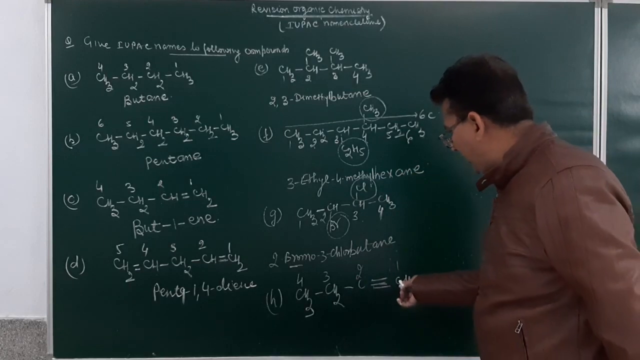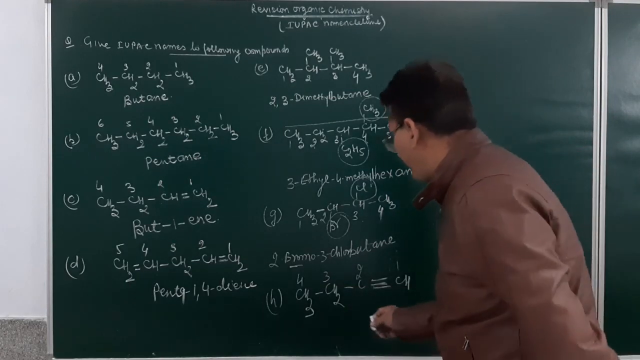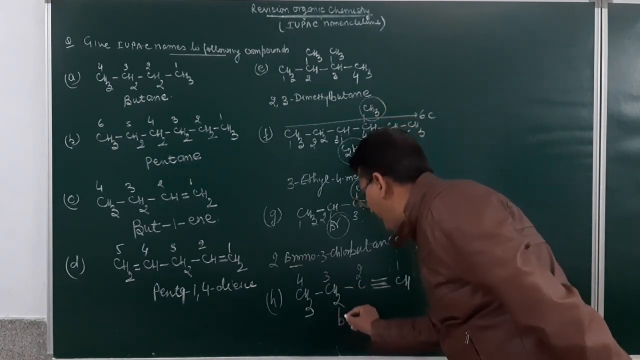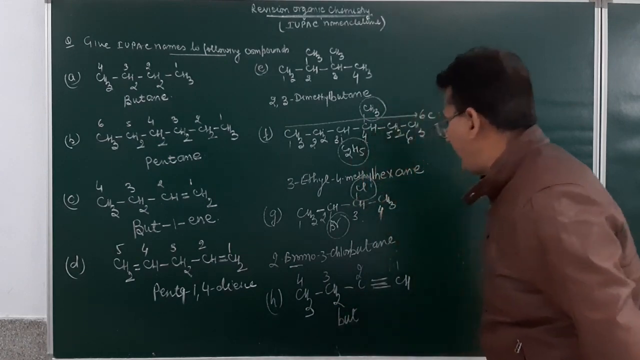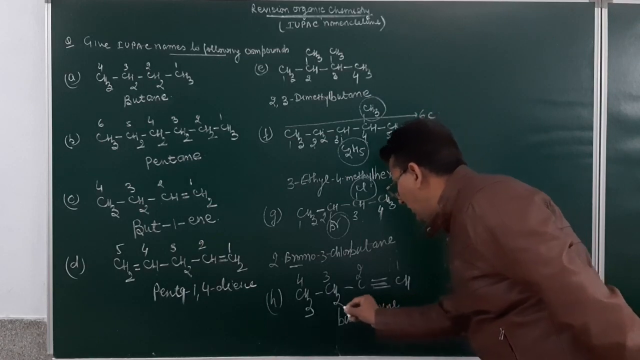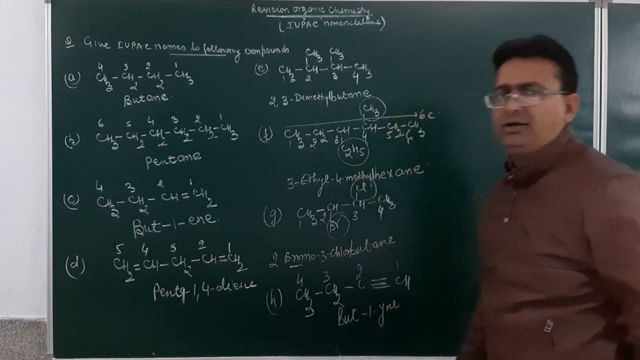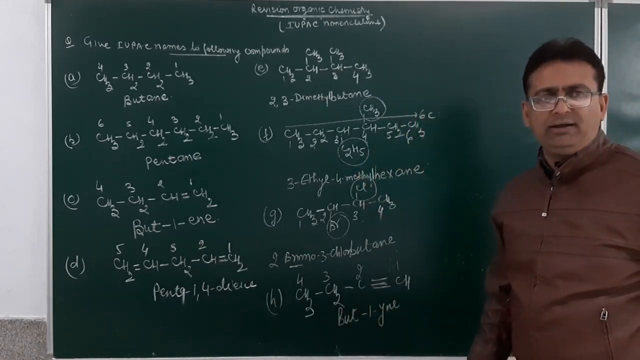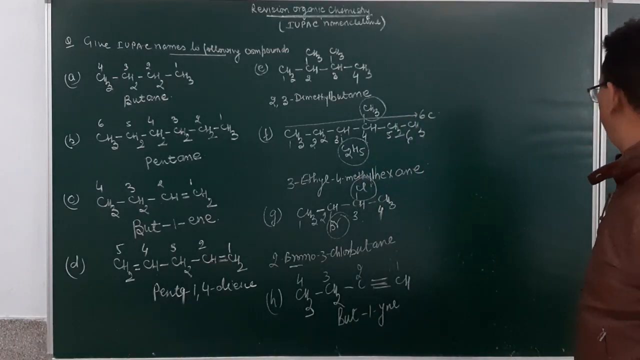So just see this one over here, 1, 2, 3, 4. For 4 carbon atoms, the root word will be but. The triple bond is present at what number? 1. And this will be yne. It must begin with the capital letter. So this will be But-1-yne, the name which will be given to this compound.